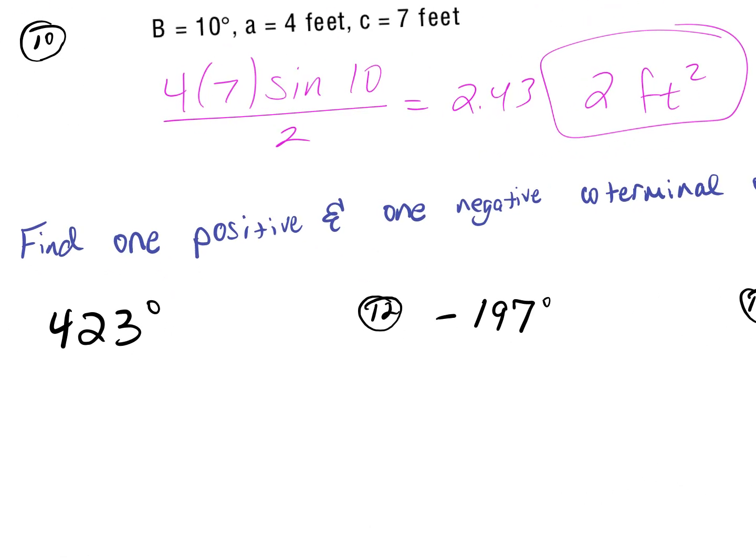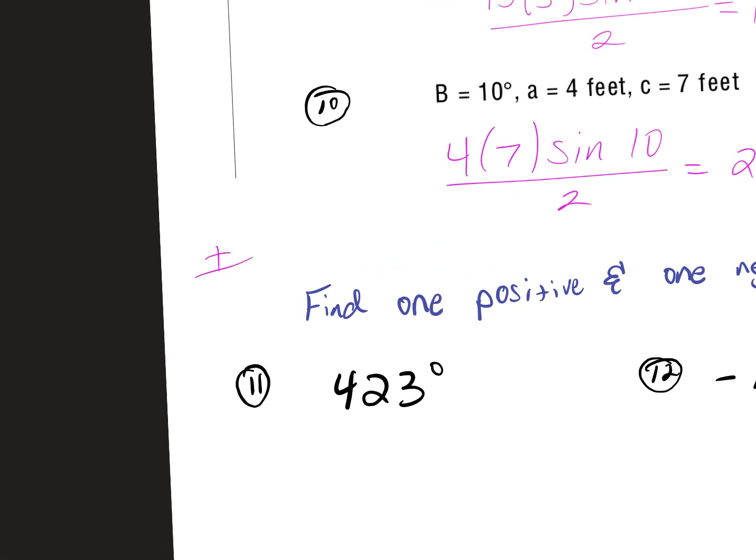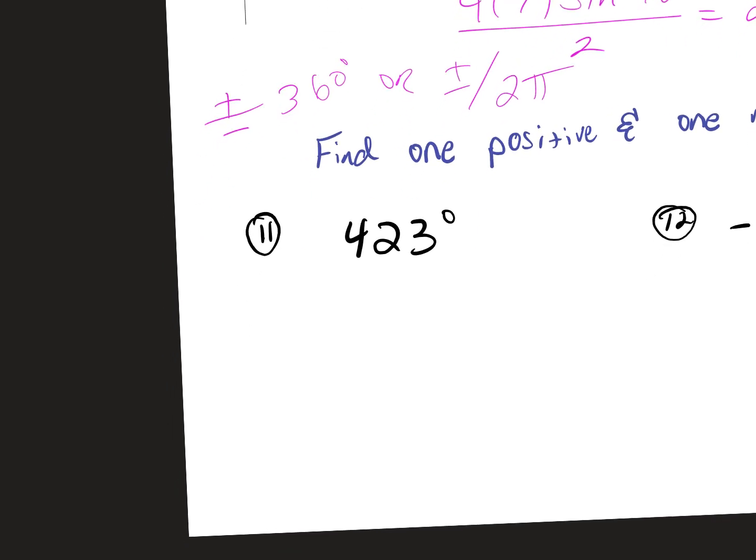What does one positive and one negative coterminal angle mean? You're adding and subtracting 360 or 2 pi, one whole circle. Guys, you're adding or subtracting to the angle. It's not 2 pi minus, it's the angle minus. So in this case, you have 423. I'm going to add 360 and I'm going to subtract 360.